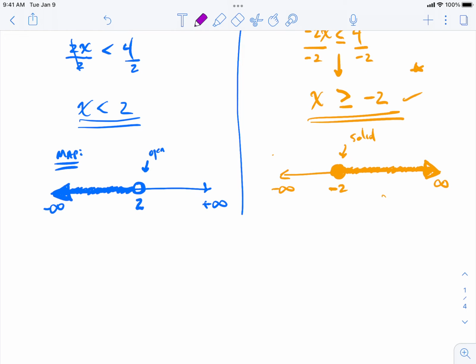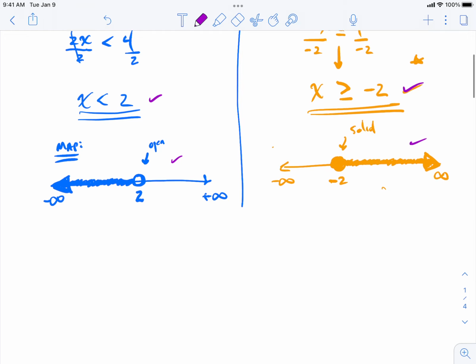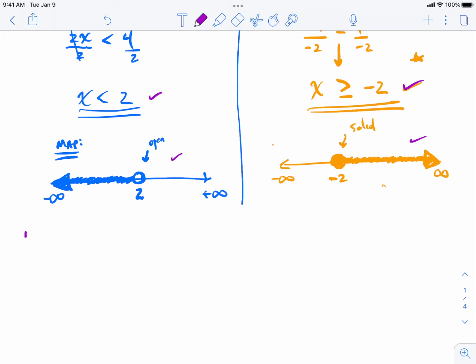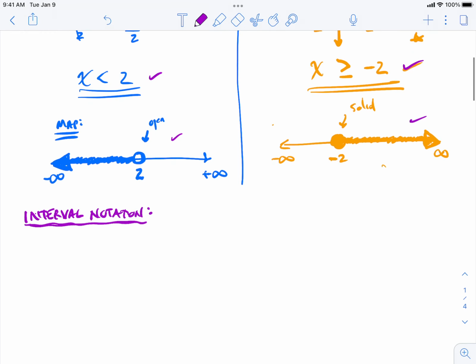Okay, cool. So now that we've got our solution here and our solution here, and we've got our map of our solution and our map of our solution, I need to show you something called interval notation, because this is how we're going to be expressing our answers. Interval notation. It's important to learn it. We might as well just learn it now.